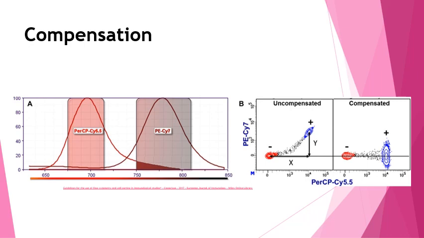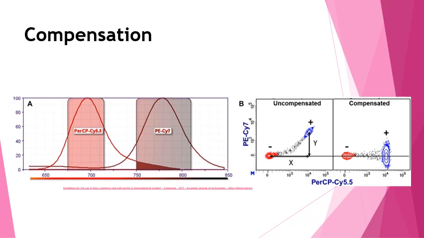So you're looking at the negative, and it's where it should be, in your double negative gate here. But it looks like it's positive for your PE Cy7 as well as your PerCP Cy5.5, and this is supposed to be looking at just the PerCP Cy5.5. So it shouldn't be showing positive in the PE Cy7. By compensating it, you're getting rid of that spectral overlap. Where it is filled in on the left-hand graph, that's where you're telling the cytometer to read it. You want to read it at the brightest point of that fluorochrome.